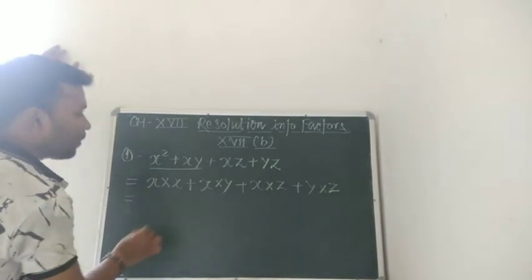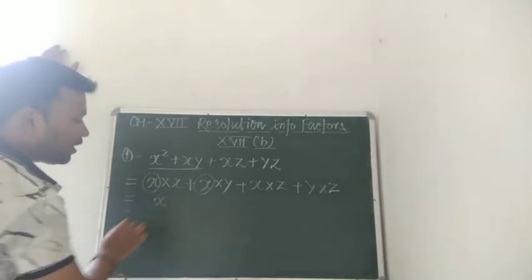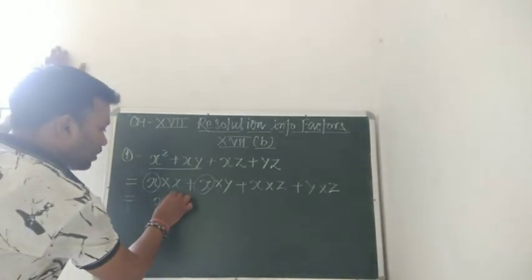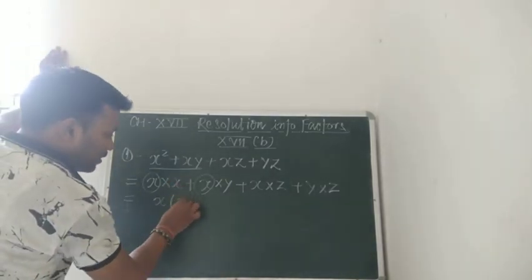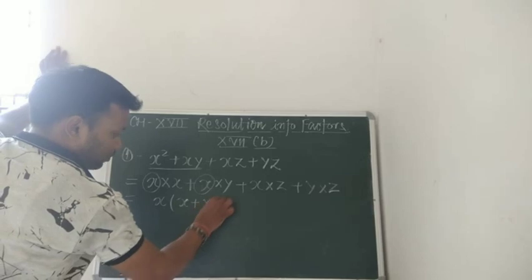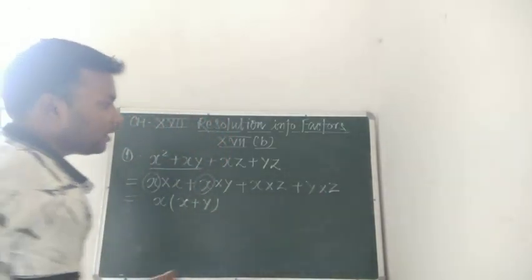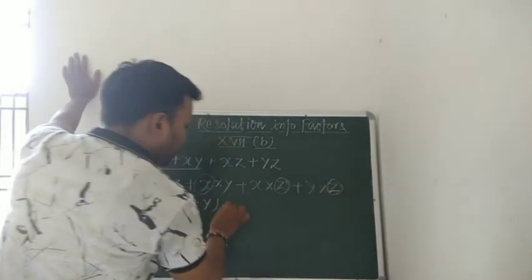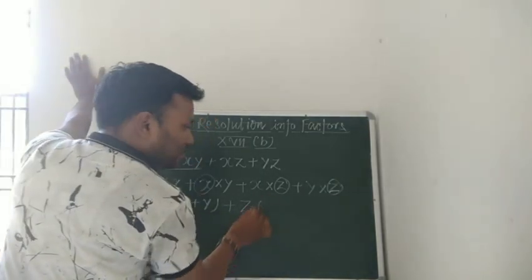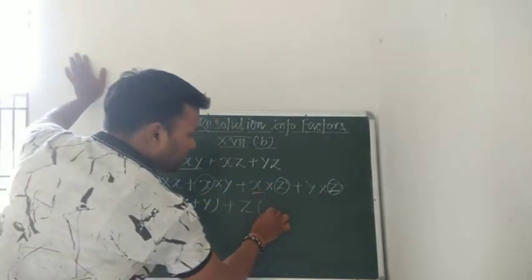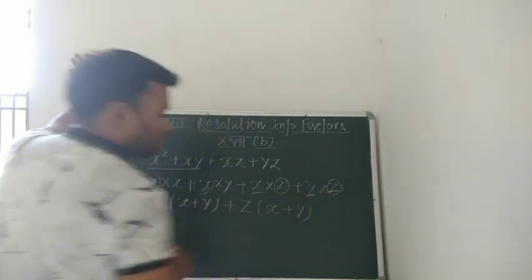Now, what can you see here? In the starting two terms we have x as a common. So we will take x as a common, and the rest of the terms we will write inside the bracket. What is left here? x plus y. The same thing we have to do in the last two terms. We have to find the common, and the common is z. Again, we will take z as a common here, and the rest of the terms will be written inside the bracket. What is left here? x is left in the third term, and plus y is left in the last term.